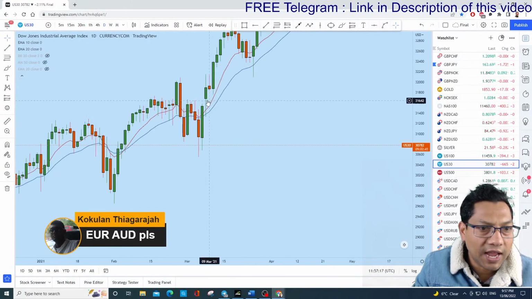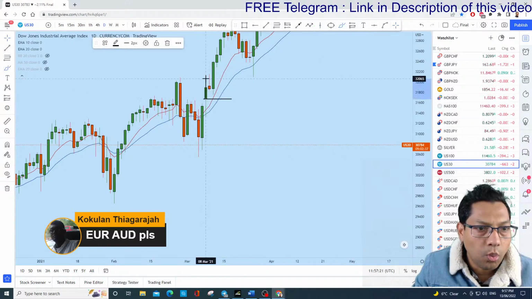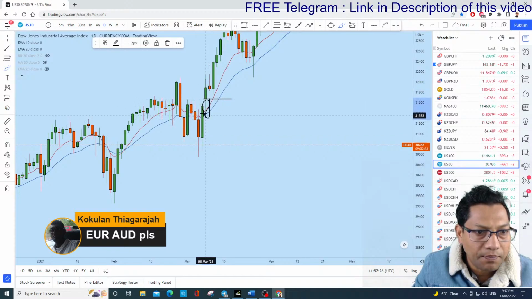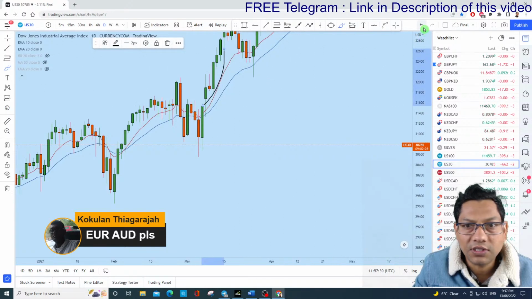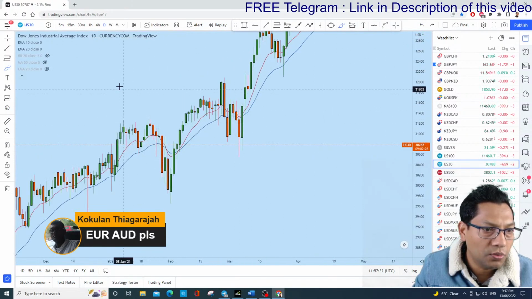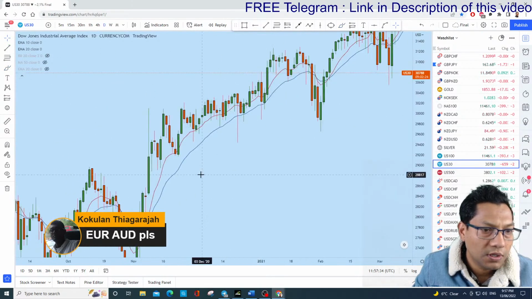You see there is a gap opening. First of all, the market opened here, went above, and finally the price came down, filled that gap, created a long wick candle, and then price started to move up. Let me show you some more examples.